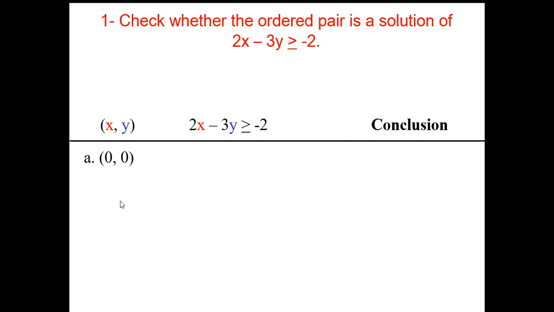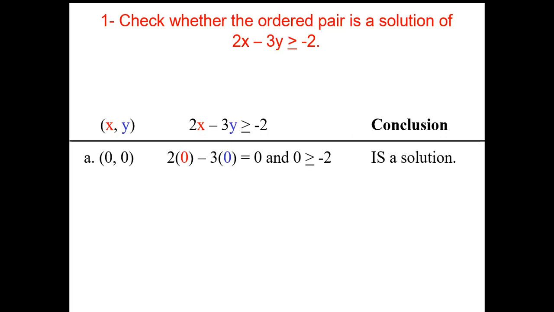If I replace x by 0 here, I have 2 times 0 minus 3 times 0, which is equal to 0. So here I have 0 bigger or equal than minus 2. I'm writing the inequality as it is: 0 bigger or equal than minus 2. Is it right that 0 is bigger or equal than minus 2? Yes. So what does it mean as a conclusion? It's a solution, because the result that I got is right. So yes, (0, 0) is a solution.